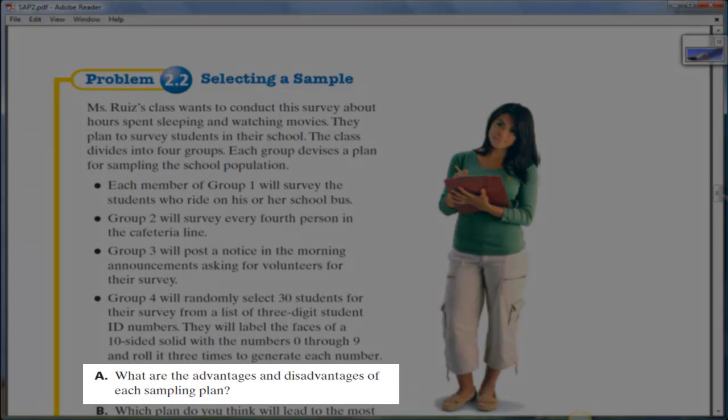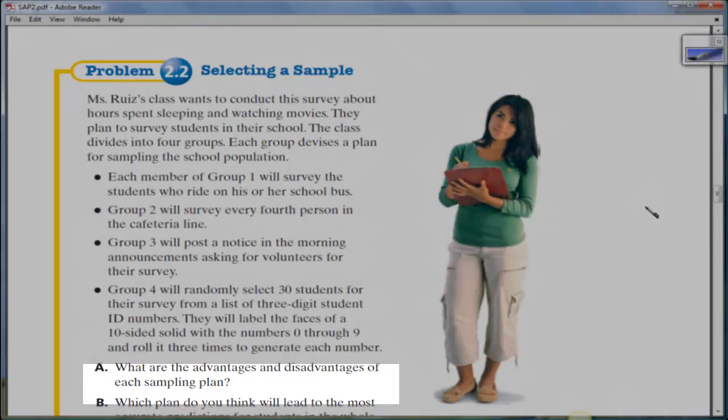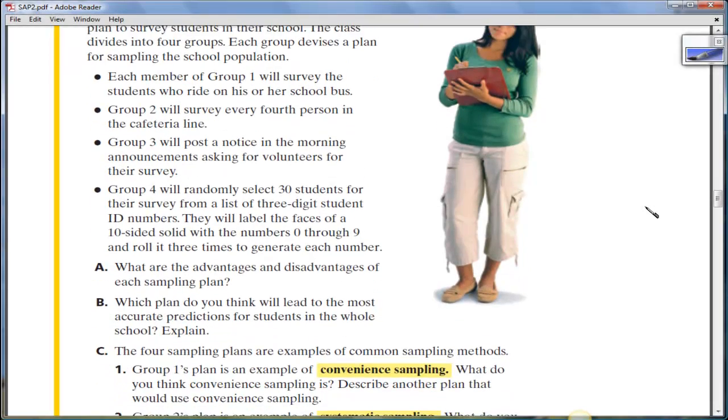Question A says, what are the advantages and disadvantages of each sampling plan? Pause the video and talk about that with your partner. Write your full answer in your book. You should have at least one advantage and disadvantage for each group, if not more.